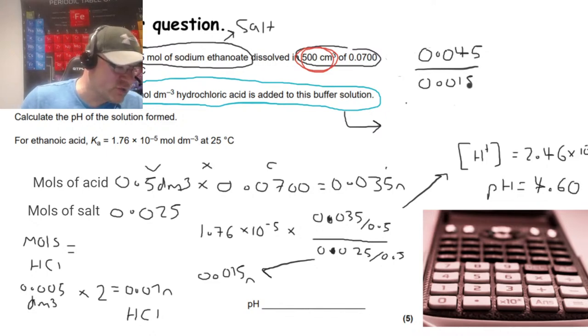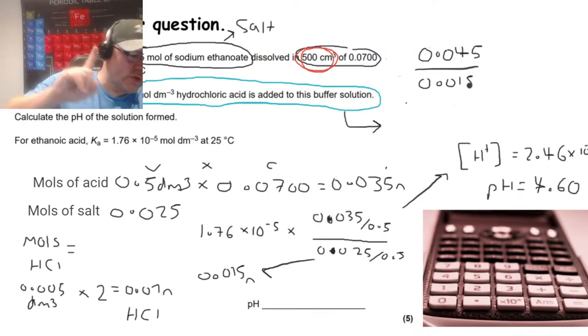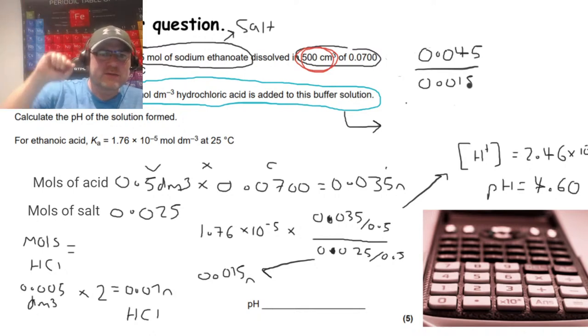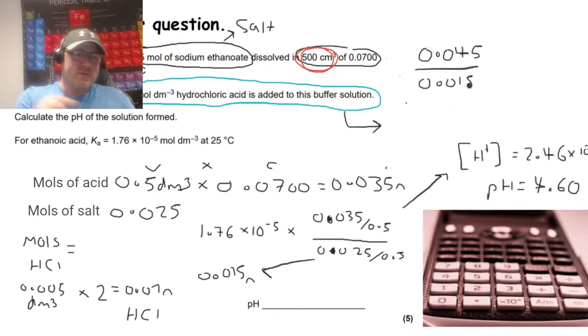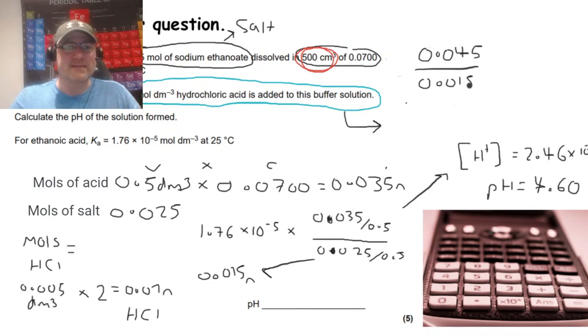Yes, Azra, adding the strong acid increases the hydrogen ion concentration. The weak acid and the salt are what made the buffer. The bit I've circled in blue is what happened after what we did to the buffer. So we added the acid to the buffer. The buffer was already made with the weak acid and the salt of the weak acid, so the ethanoic acid and the sodium ethanoate.